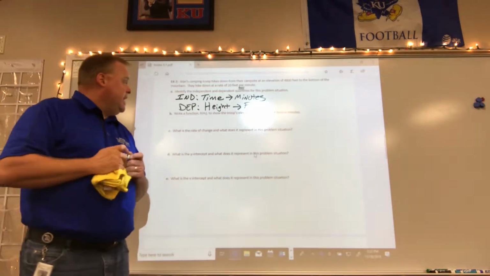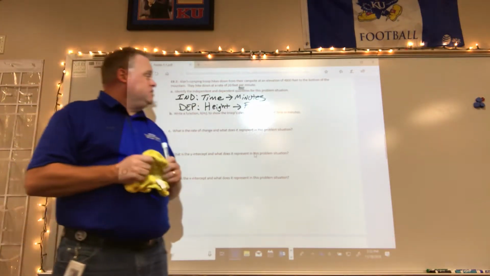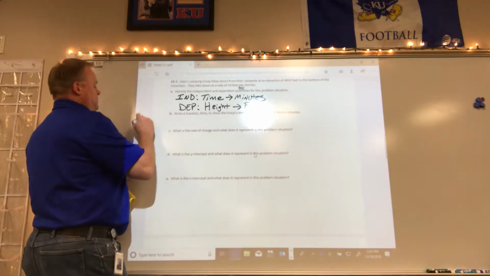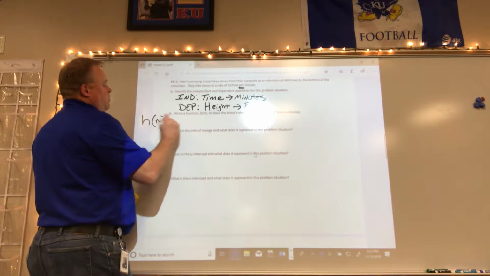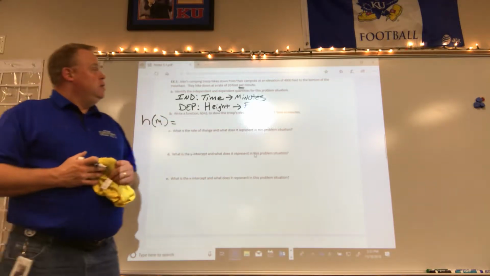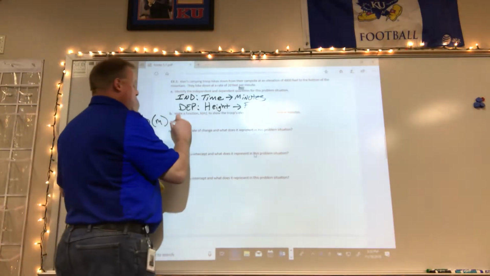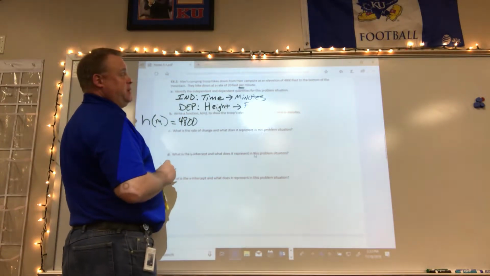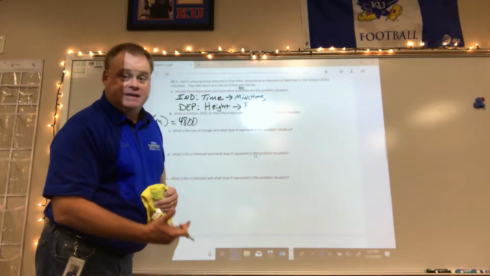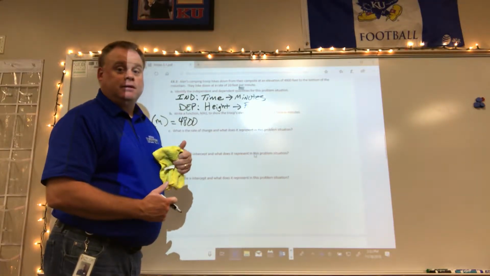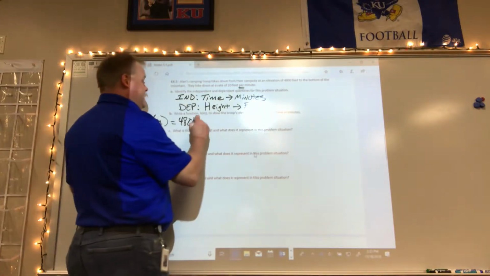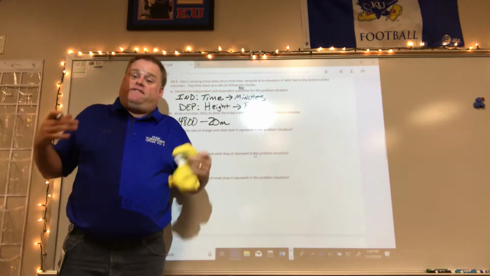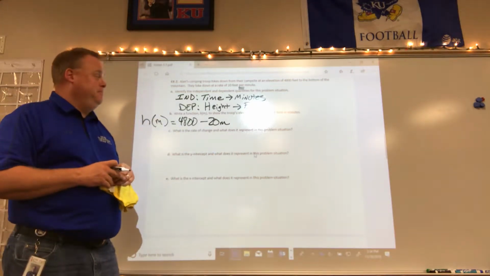Write a function, h of m, to show the troop's elevation as a function of time in minutes. All right, so in terms of h of m, instead of y equals, where did I start? Well, I started at 4,800. How fast am I coming down or up? That's right, down, which means it's negative. And I'm decreasing at a rate of 20 feet per minute, so negative 20 m.